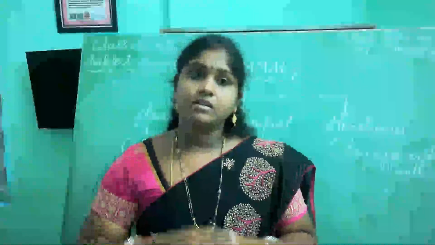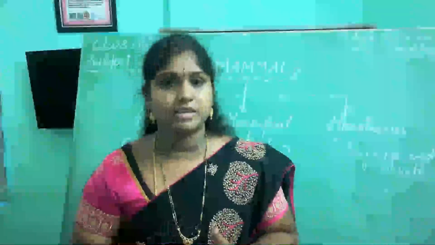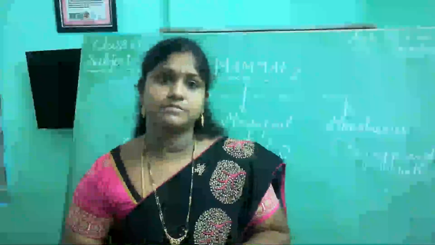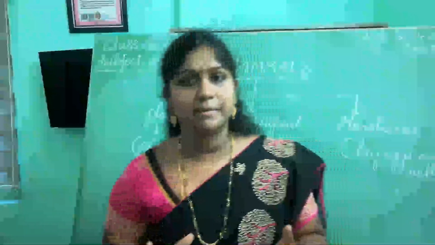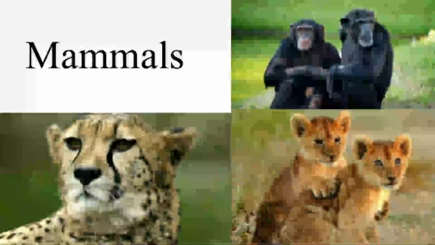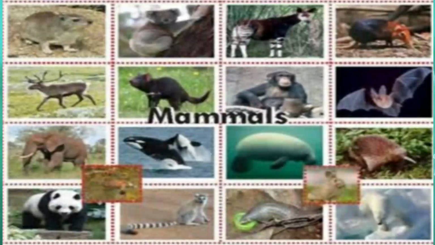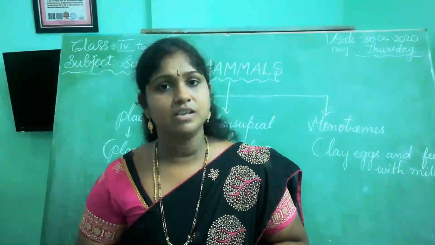So here the marsupials also have hair, fur, bristles, etc. So we can call these marsupials also mammals. Now once again I am going to tell you what mammals are. Mammals give birth to their young ones and feed them with their milk, and they also have hair, fur, bristles, etc. These mammals are divided into how many types? 3 types. What are they? First one is placental, second one is marsupial, third one is monotremes.